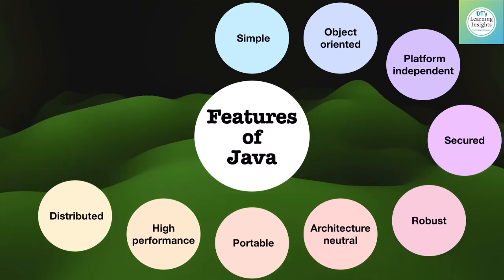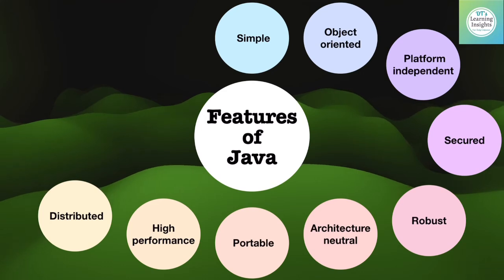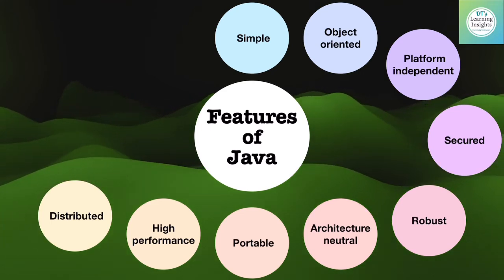Distributed. It facilitates users to create distributed applications in Java, and this feature of Java makes us access files by calling the methods from any machine on the internet.